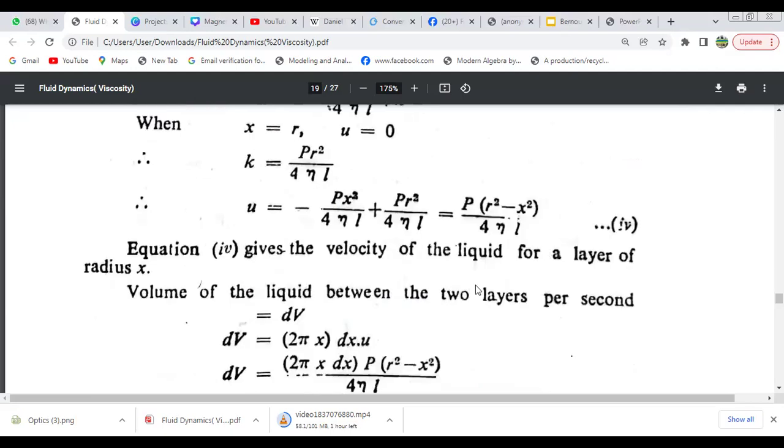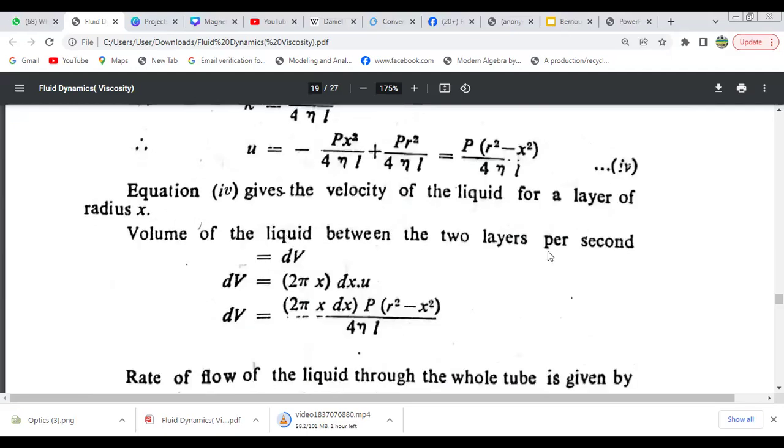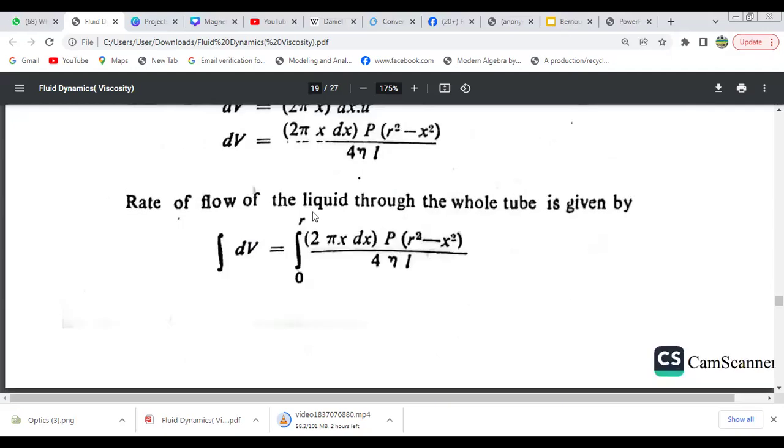Equation 4 gives the velocity of liquid for a layer of radius x. Now the volume of the liquid between two layers per second equals dV, or change in volume. So the change in volume equals the circumference and the change in distance into U. That means dV equals, just putting the value of U from here. So the rate of flow of liquid through the whole tube is given by integrating on both sides.